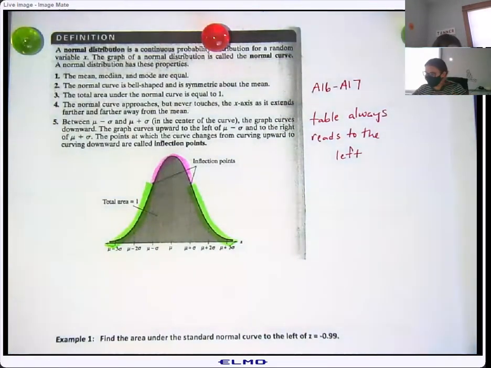All right, so find the area under the standard normal curve to the left of negative 0.99. So here's how you do this.